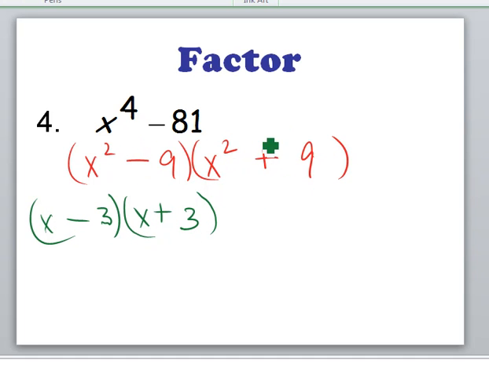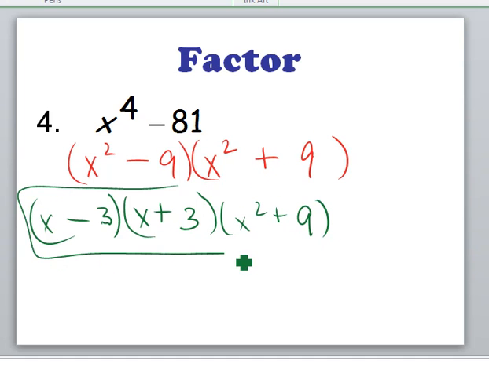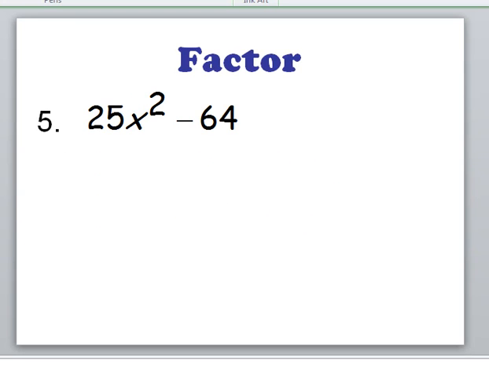This is not a difference of squares. See the addition sign between it, so it stays x squared plus 9. This would be the completely factored version of that answer. On the next problem, I have a 25x squared and a 64. So I have a 5x times a 5x. I notice it's a difference of squares because they're both square terms. I have 8 and 8, minus and a plus sign gives me the 0 on the inside.